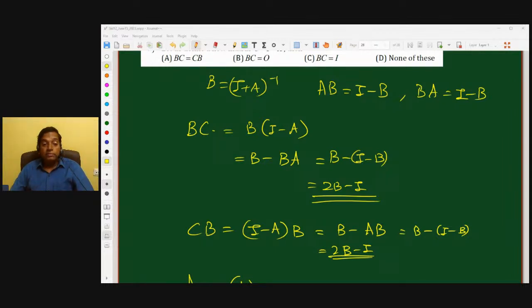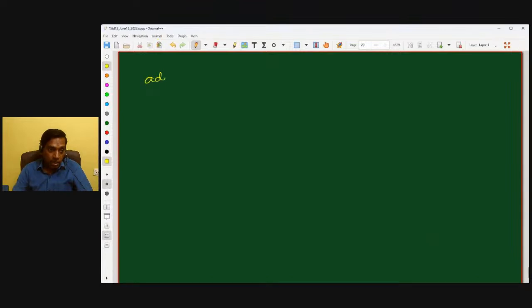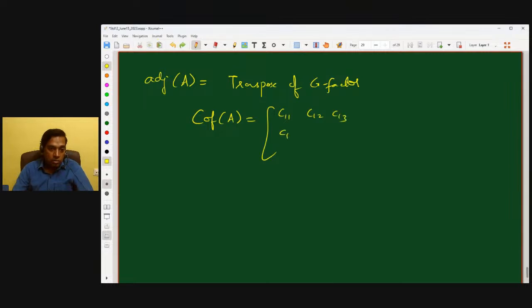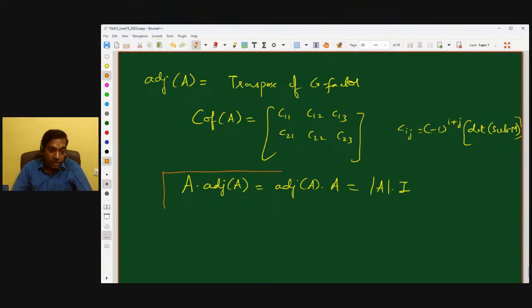But in general, if you are trying to say any three matrices, can I swap? Obviously, no. Okay, let's do a summary of everything that we have done in adjoint, cofactor, etc. Adjoint of A is the transpose of the cofactor matrix. Cofactor of A has entries Cij, where Cij is minus 1 power i plus j times the determinant of the submatrix. And we find that A into adjoint A is equal to adjoint A into A, which is always determinant A times I.